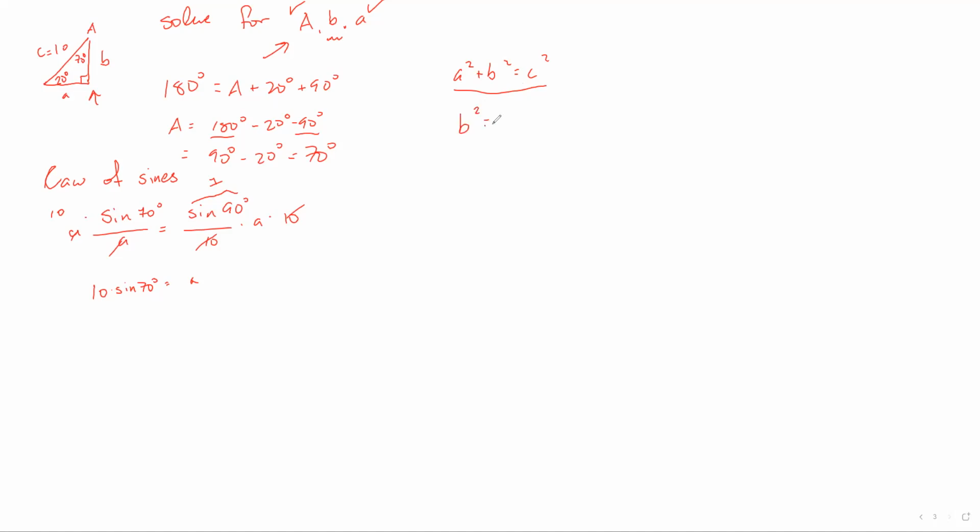B is going to be, get a to the other side, so we have c squared minus a squared. Take the square root. We can ignore the plus minus because it's just a length. And now we just plug in everything. C is equal to 10, and a we found was 10 times sine of 70 degrees. So we likely will need to punch that into a calculator. But for right now, we have 10 squared plus 10 sine of 70 degrees, whoops, degrees squared, just like that.